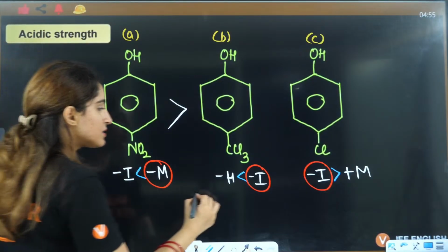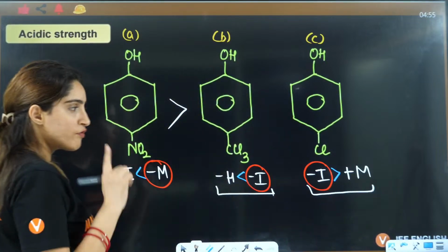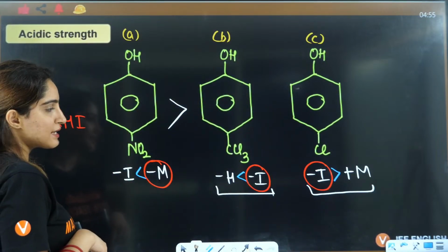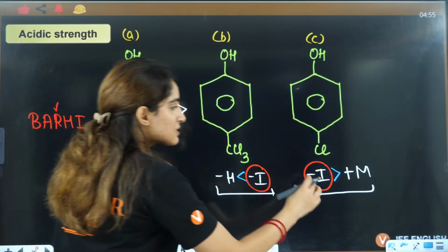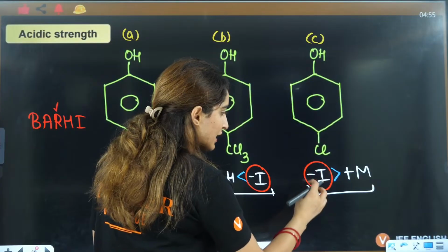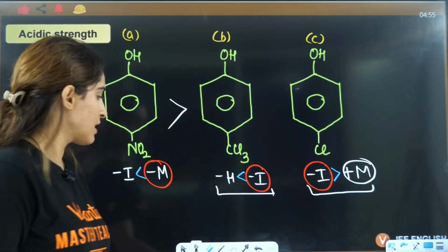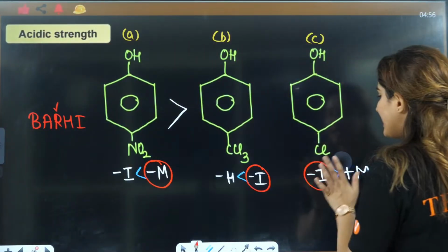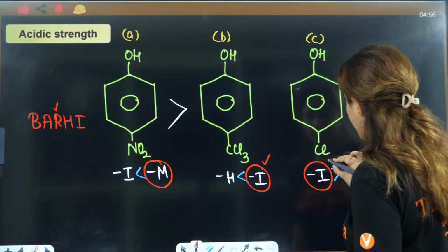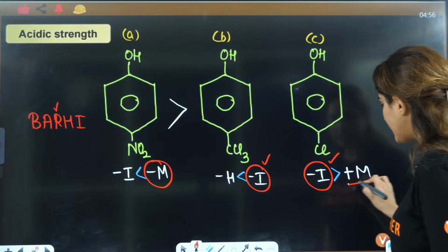Out of this and this, we have to see the overall effect. This is minus H and minus I. This is actually minus I, and here you are donating also by plus M. If you see this here, the minus I effect is the same for both of them, but this is also donating by plus M.